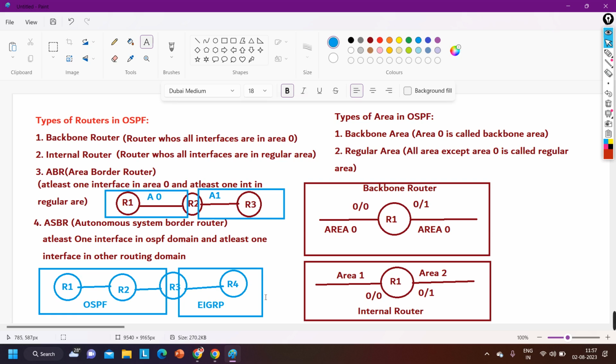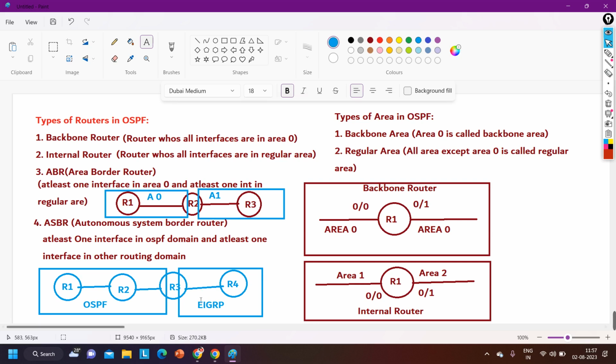ESBR router. Why? Because router 3 has one interface in the OSPF domain and one interface in the EIGRP domain. So always keep in mind, a router whose all interfaces belong to area 0 is a backbone router. A router whose all interfaces belong to a regular area is known as an internal router. A router with at least one interface in area 0 and at least one interface in any other area is an ABR router. And a router with at least one interface in the OSPF domain and one interface in any other routing domain is known as an ESBR router.